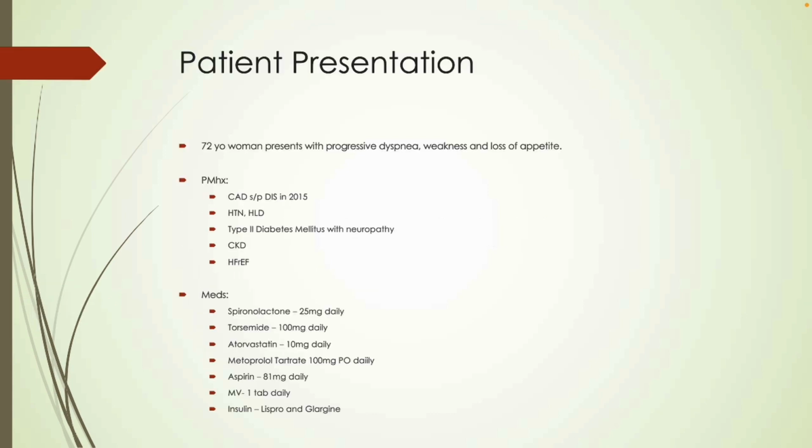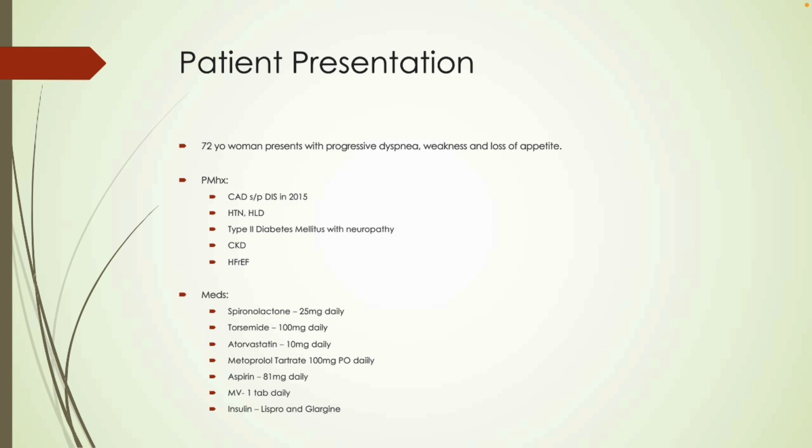So our patient, really basic, super straightforward, is a heart failure patient, someone in their 70s. Ours is a 72-year-old woman who has been having progressive dyspnea, which we also kind of covered, weakness and loss of appetite. Looking at past medical history, coronary artery disease, has been stented, should have been a DES. I would like to change that. So it's been a few years since they had a stent.